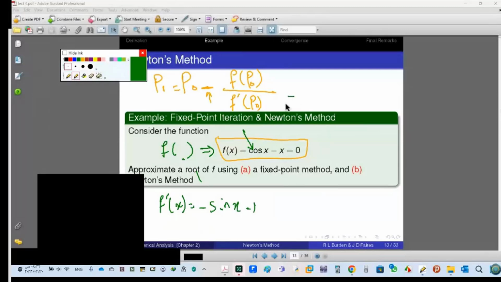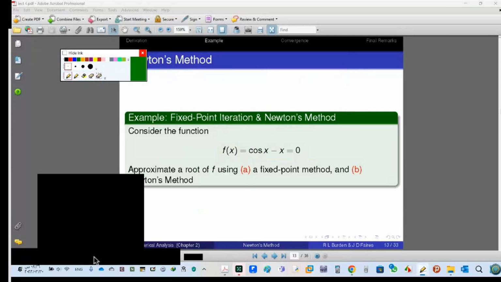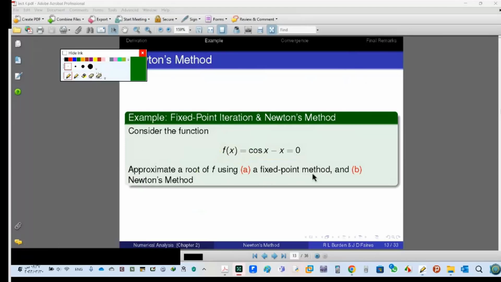After that, you have to write the formula. So I will write p1 equals p0, for example I start from 0, minus f of 0 over f prime of 0. First of all, in this question he asked me to approximate the root with fixed point. I don't need fixed point, we solved it before. So we need Newton method. So let's talk about Newton method.